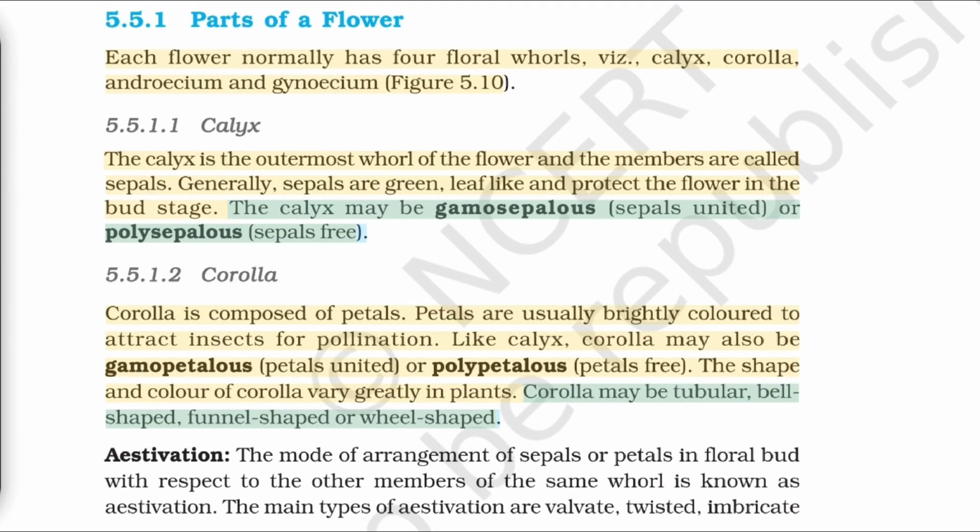5.5.1 Parts of a flower. Each flower normally has 4 floral whorls, viz., calyx, corolla, androecium and gynoecium, figure 5.10.